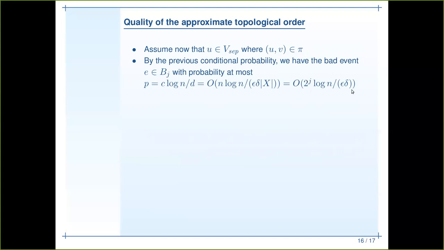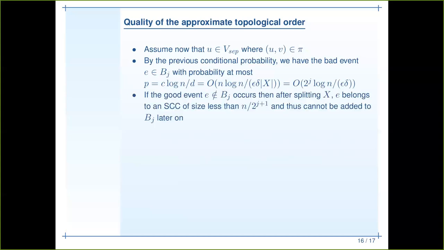The problem is if you flip this coin multiple times for this edge E, then it might be very likely that E is added to BJ. But actually we can ensure that this doesn't happen. So with probability 1 minus P, you have the good event that E is not added to BJ. Then after splitting this SCC X containing E, we can do it in such a way that E will now belong to an SCC of size at most half that of X. So of size less than n over 2 to the j plus 1.